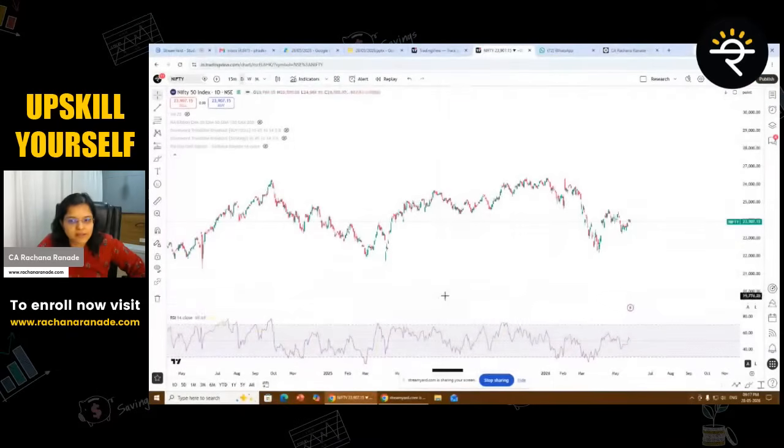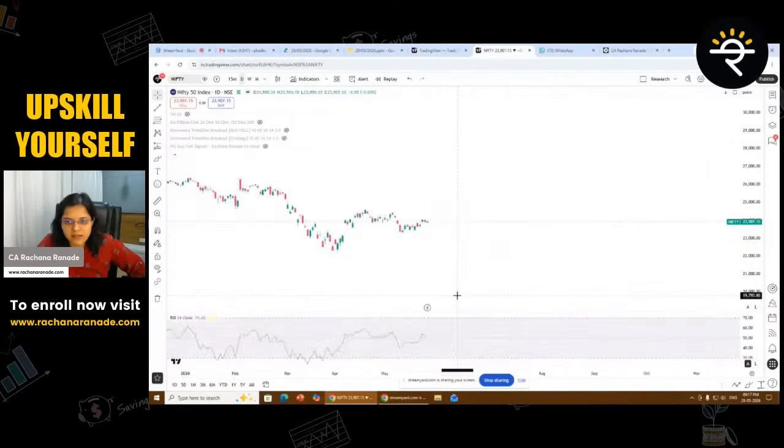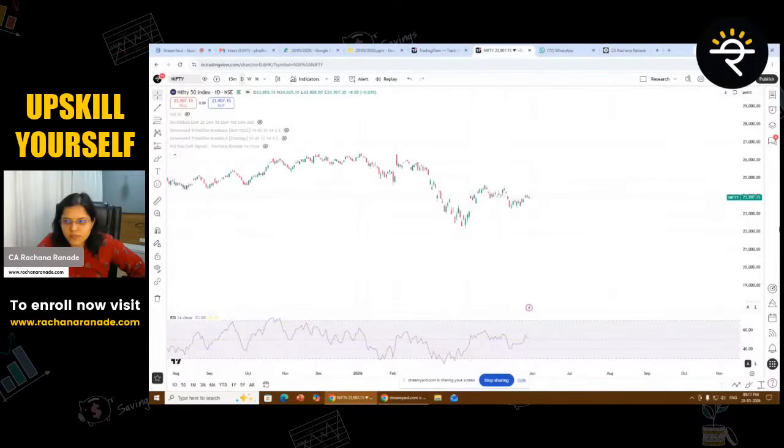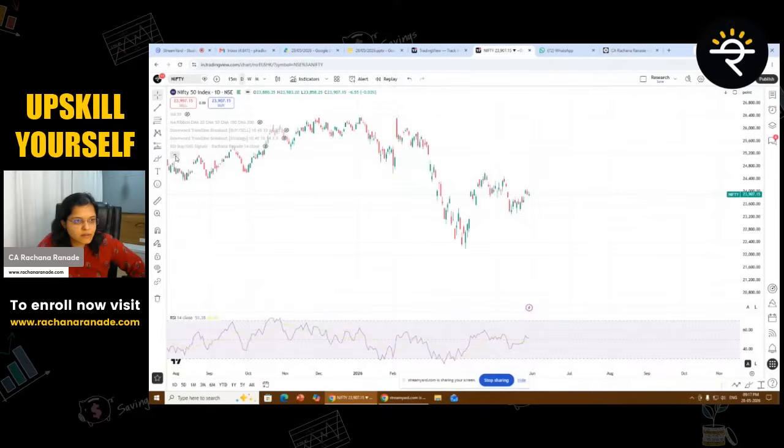I'll not tell everything in the beginning, so let's go one by one. First, we'll understand the key levels for Nifty, and for that, let me share my screen. All right, here we go. This is the Nifty level. This is the daily chart. Let me just zoom in a little bit.